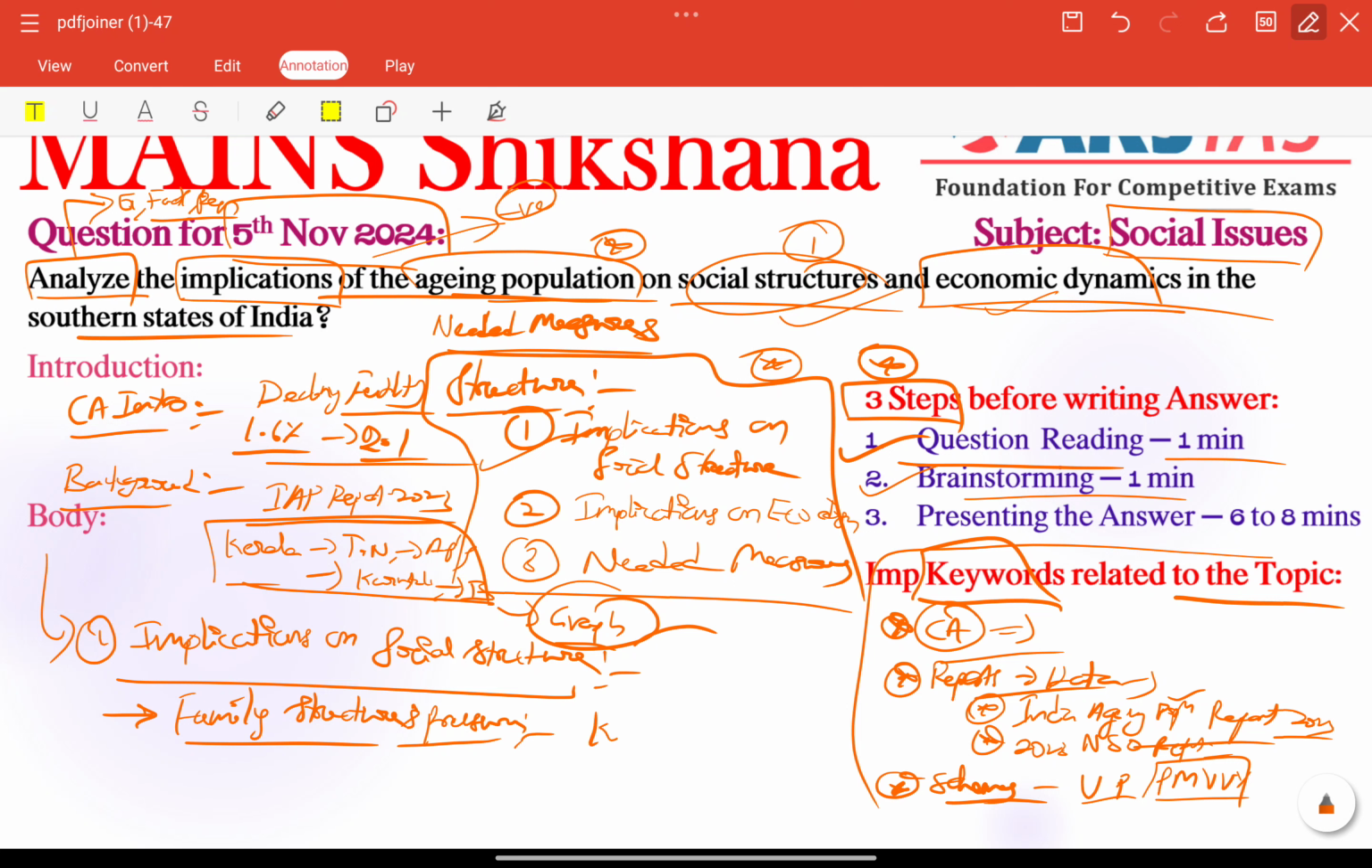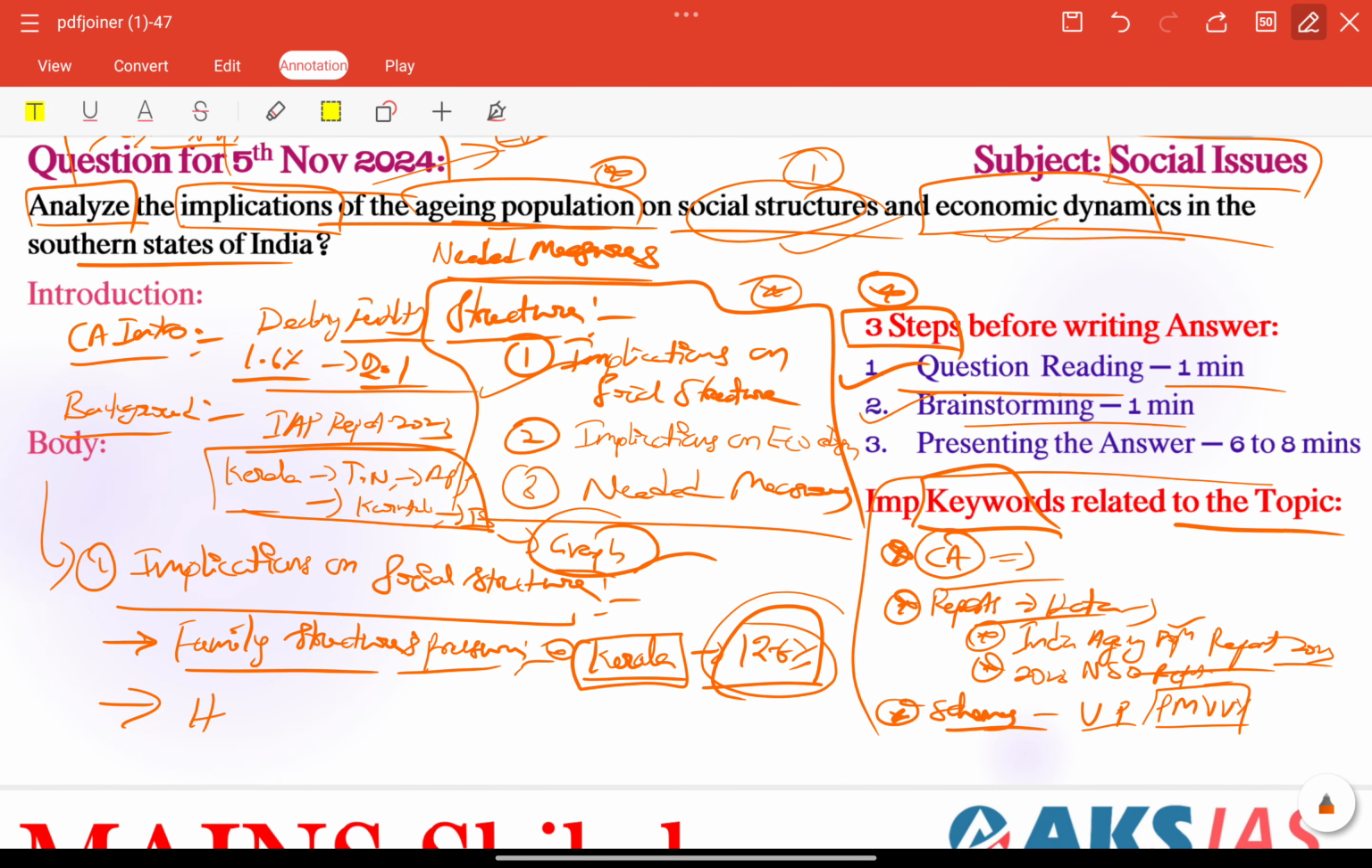For example, we can talk about here in Kerala with 12.6% elderly population, many families struggle to care for their elderly due to migration for jobs, right? So we can add these types of examples. Next, we have healthcare demands rising also. Healthcare demands rising here. That is also a very important impact on social structure here, right?